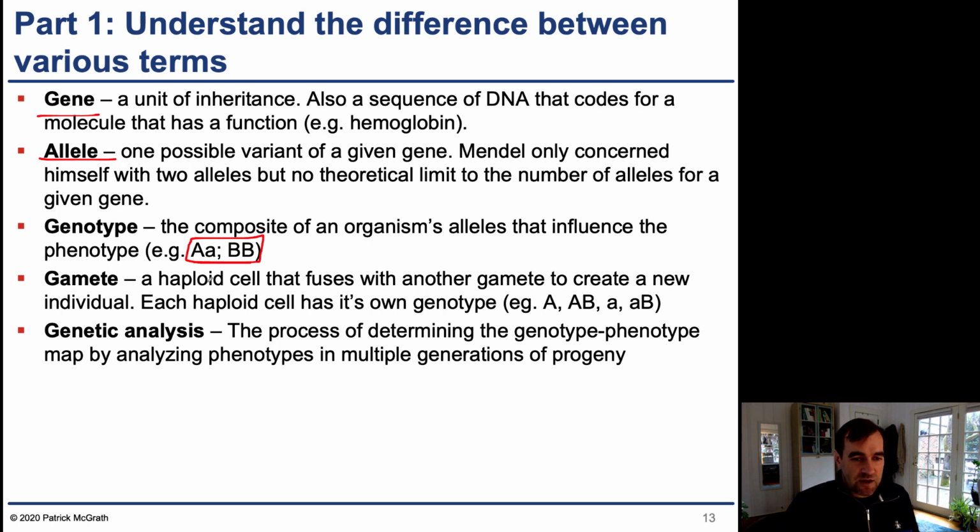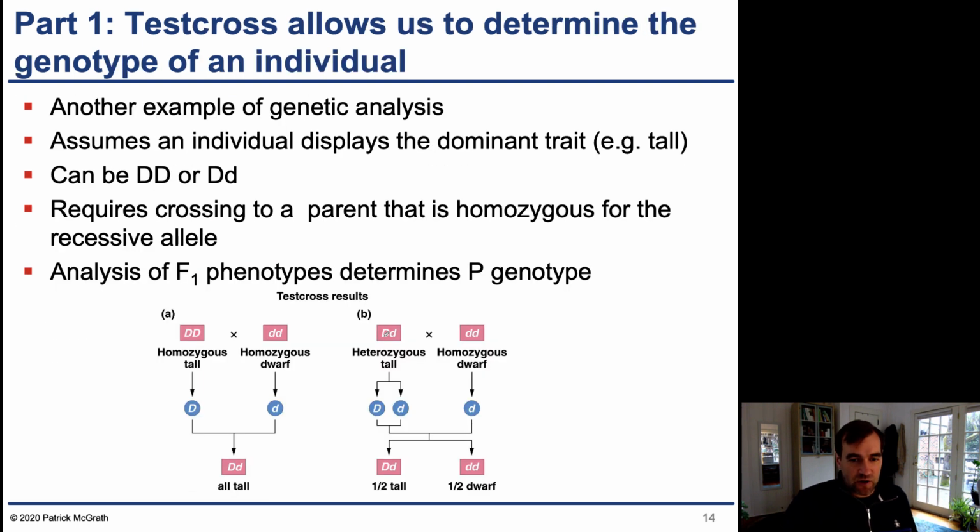A gamete is a haploid cell produced by an individual to produce a new individual. And each haploid cell has its own genotype. So this individual right here could form this gamete right here, for example. You notice the haploid only has 1 allele of each gene, and that's because of haploid versus diploid. And then finally, genetic analysis is the process of determining the genotype-phenotype map by analyzing phenotypes in multiple generations of progeny.